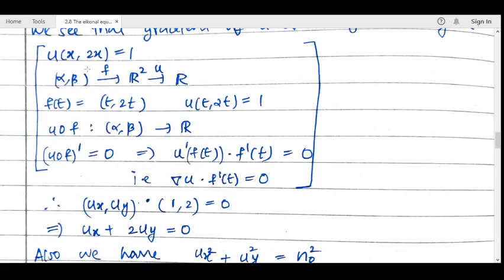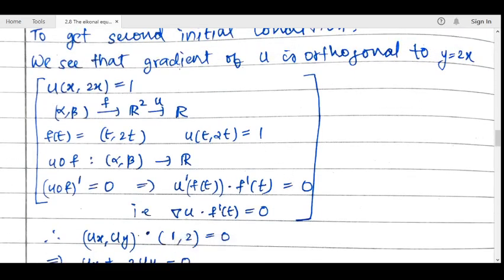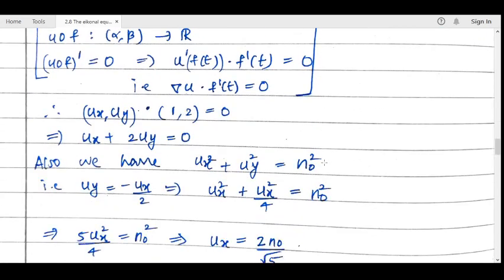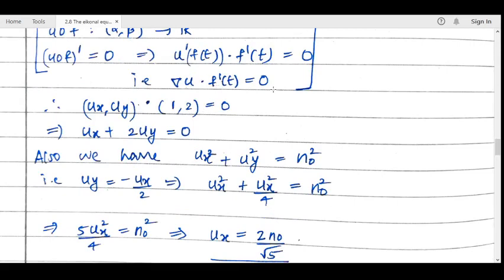What is f dash? F is a mapping from alpha beta to R^2, defined to be t comma 2t. So f dash is always tangential to it. So it means that gradient of u is orthogonal to the line y equal to 2x. It represents y equal to 2x. So gradient of u is orthogonal to the line y equal to 2x. I have provided explanation to this sentence. That is, gradient of u is orthogonal to y equal to 2x. Using this fact, since it is orthogonal, we have del u dot f dash of t equal to 0.